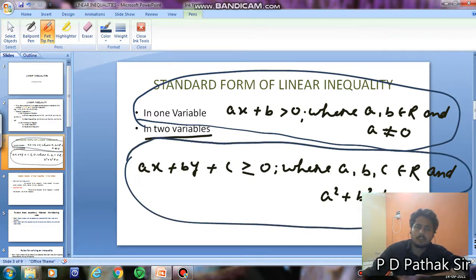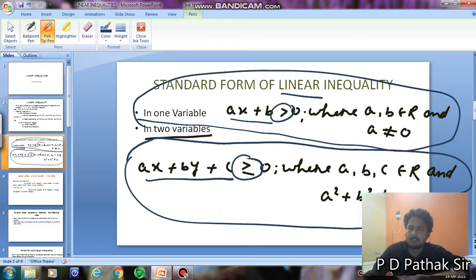In these two, the degree of the linear inequality is 1, and if the degree is 1, it means it is linear. It also follows the definition of inequality. These two are linear inequalities because one contains only one variable, so it is the standard form of linear inequality in one variable, and the other contains two variables, so it is the linear inequality in two variables. This is the concept of standard form of linear inequality in which you can get full marks.